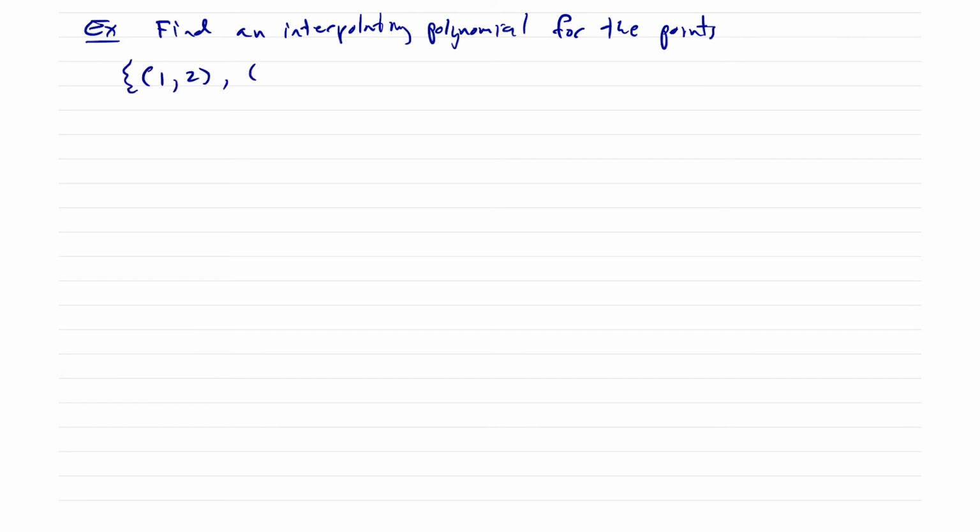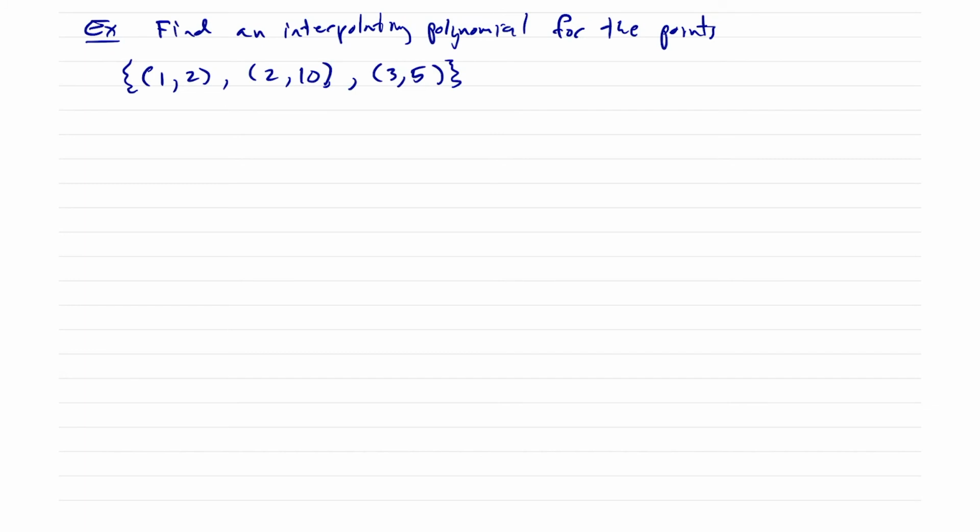Okay, so we're going to go ahead and try to find an interpolating polynomial for the points, say (1, 2), (2, 10), and we're going to have another one, let's call it (3, 5). Okay, so just 1, 2, 3, let's see if we can find this.